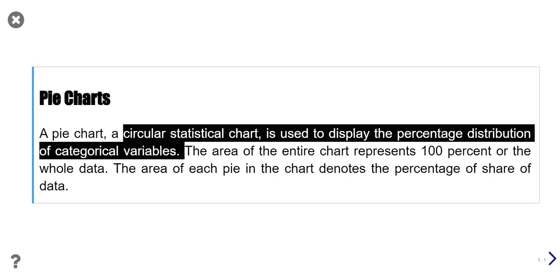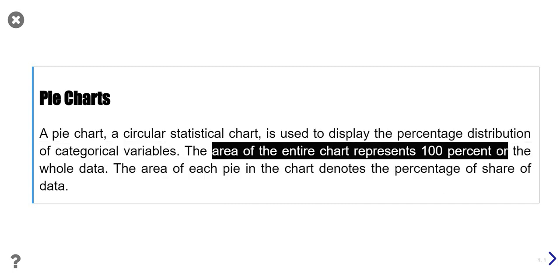Like, for example, car types, car brand, country. It should be categorical so that you can show the percentage. For each car, what is the percentage of number of owners and things like that. And I think you already know that the entire chart represents 100%.